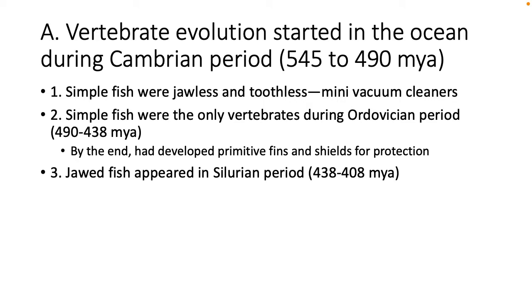Okay, so our simple fish were just jawless and probably toothless. You can think of them as mini vacuum cleaners, or just having their mouth open and swimming around in the ocean trying to take in whatever it can. They were the only vertebrates during the Ordovician period, but then by the end we started to see some primitive fins and shields for protection, and then our jawed fishes appeared in the Silurian period.